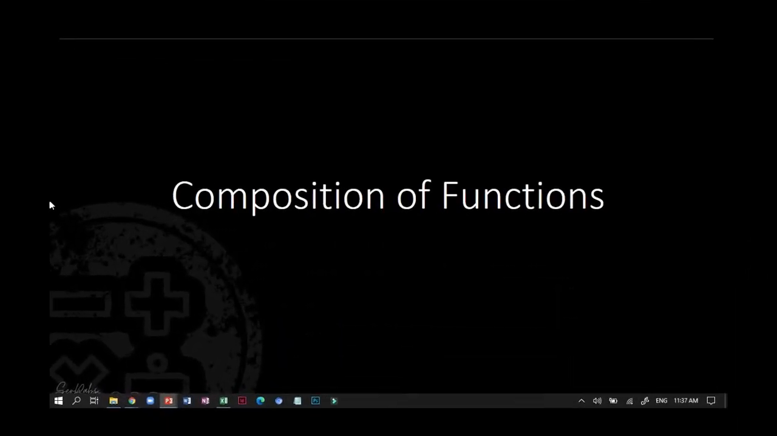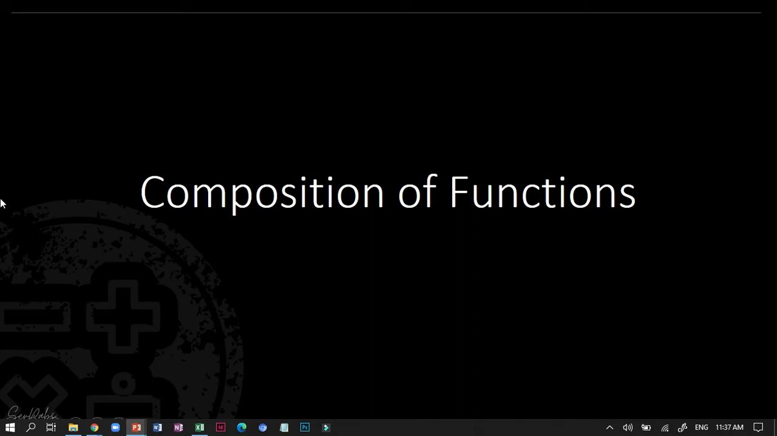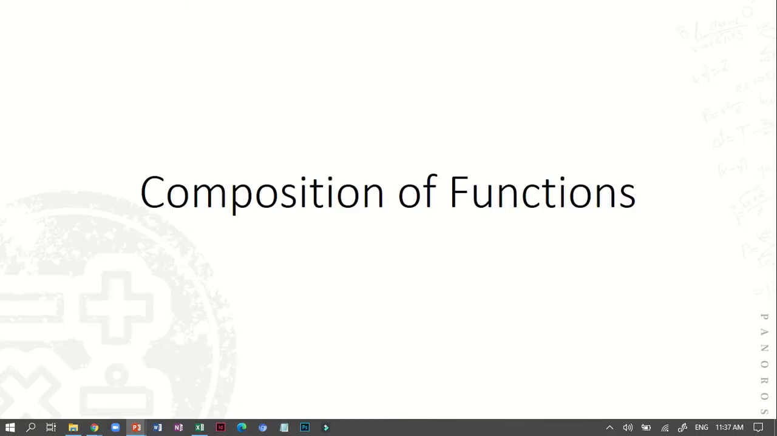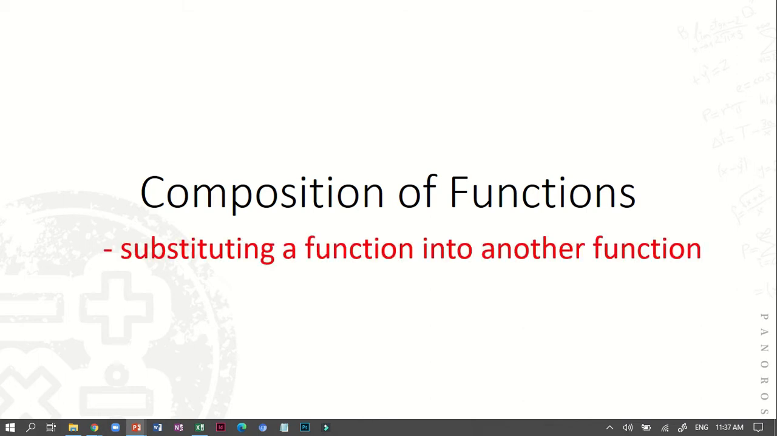Okay, so composition of functions. So let's define first. What is the definition of composition of functions? That is the process wherein we substitute a certain function to another function. So, substituting a function into another function.